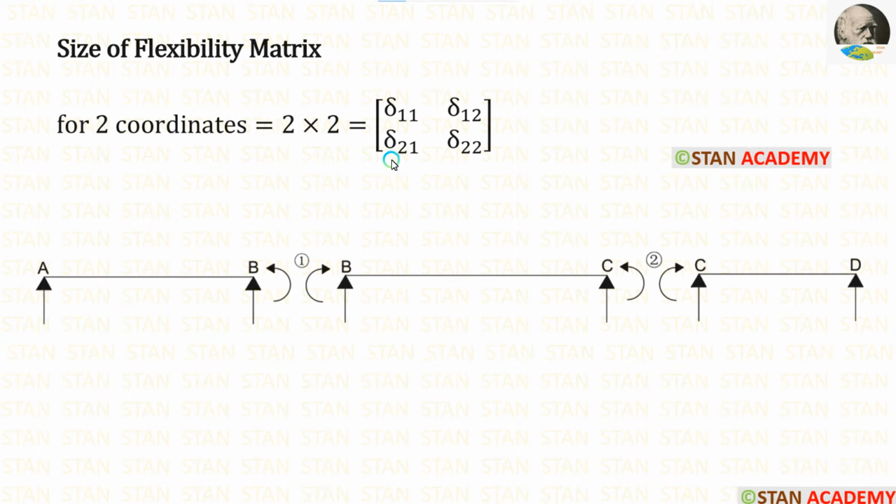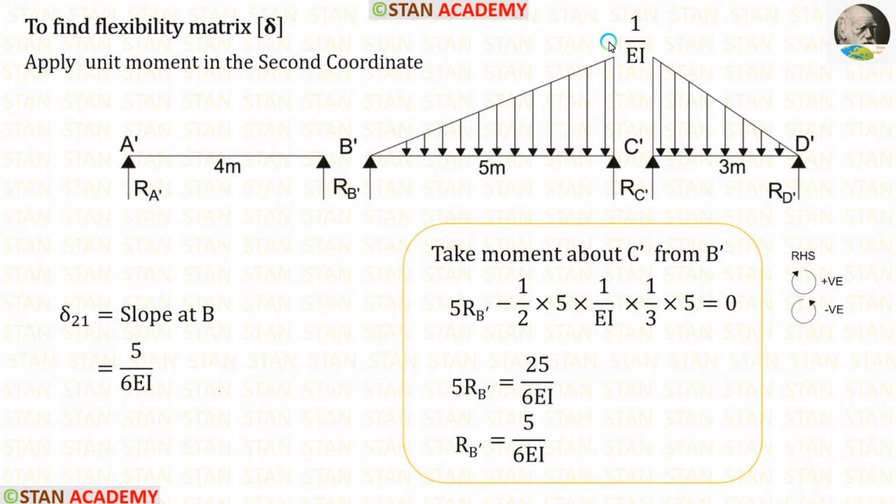Now in the flexibility matrix, let us calculate the second row. For that we have to apply the unit moment in the second coordinate. When we apply unit moment in the second coordinate, here the moment will be 1 and here it will be 1. Here it will be 0 and here it will be 0. Using that we can make these diagrams. We know that in the conjugate beam we have to divide the moment by EI. Now let us calculate delta 21.